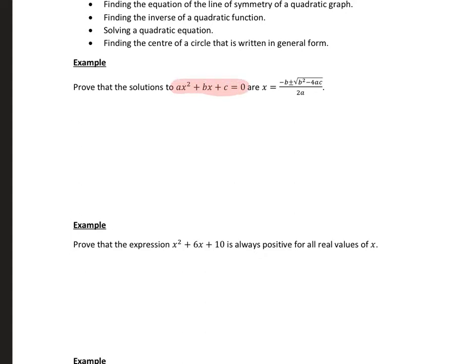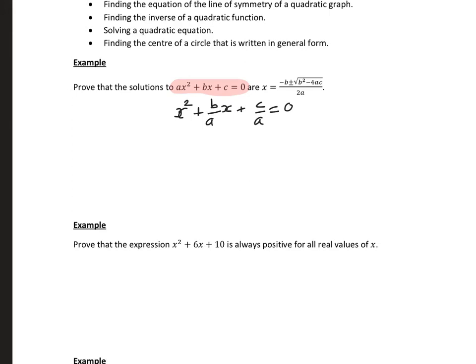So the first thing we do for this is, since it's an equation, then I can divide by a. So if I divide everything both sides by a, I get x squared plus b over a x plus c over a equals 0.